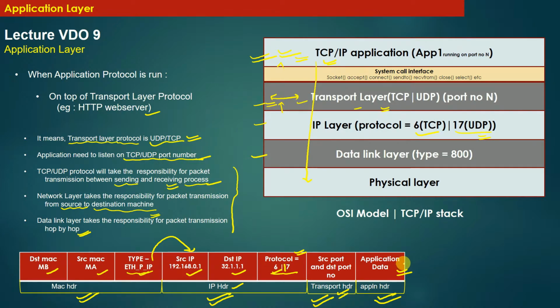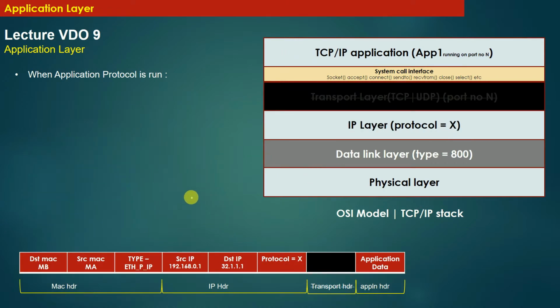So you can see when the application runs on the top of the TCP IP stack, that is above the transport layer, the packet generated by the application will have headers corresponding to all the layers of the TCP IP stack. Right? So going forward, the second method of running the application is directly on top of the network layer in the TCP IP stack.